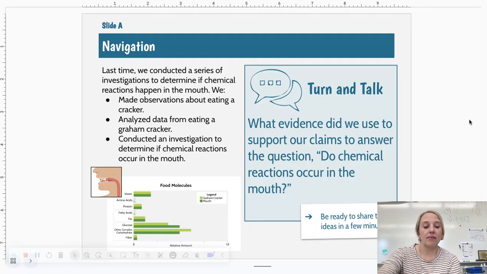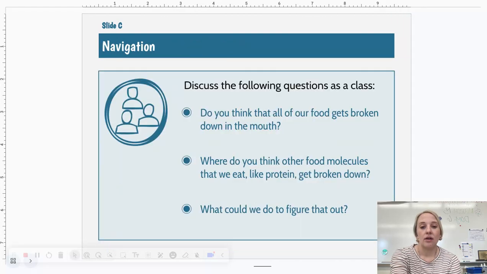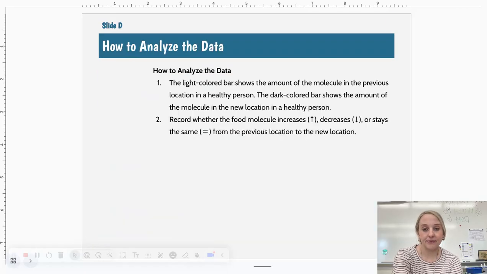All right, let's talk about moving on. Do you think all of our food gets broken down in the mouth? Or what about the other food molecules that we eat, like protein? What happens to those? If they don't get broken down, where do they go? What happens to them? How could we figure it out? Well, that's what we're going to do today.